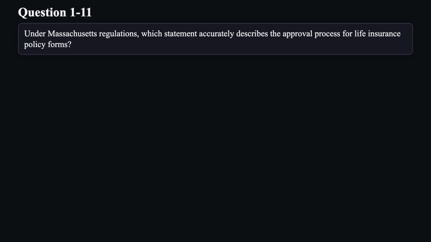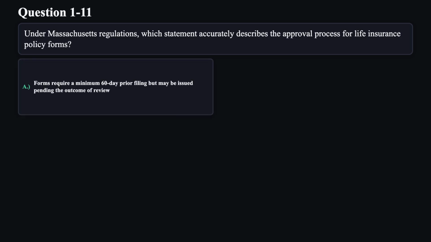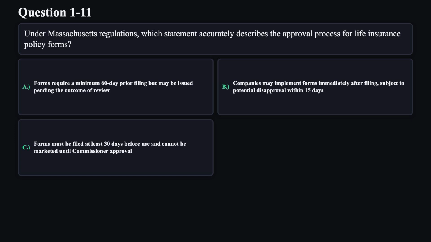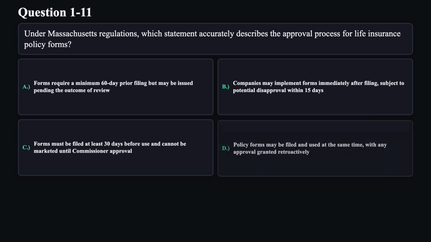Question 11. Under Massachusetts regulations, which statement accurately describes the approval process for life insurance policy forms? A. Forms require a minimum 60-day prior filing, but may be issued pending the outcome of review. B. Companies may implement forms immediately after filing, subject to potential disapproval within 15 days. C. Forms must be filed at least 30 days before use and cannot be marketed until Commissioner approval. D. Policy forms may be filed and used at the same time, with any approval granted retroactively.